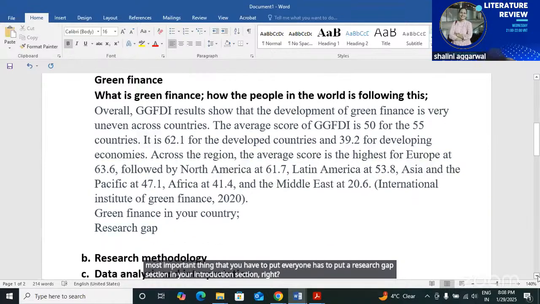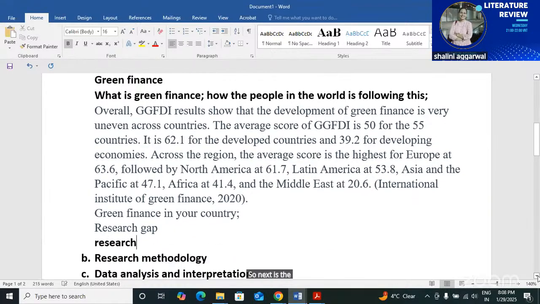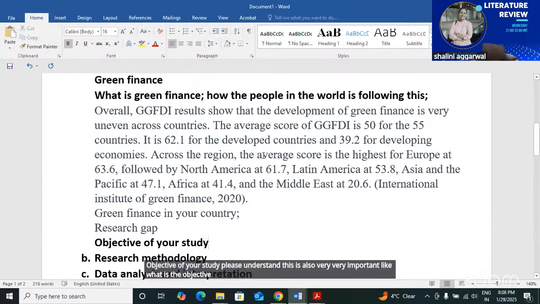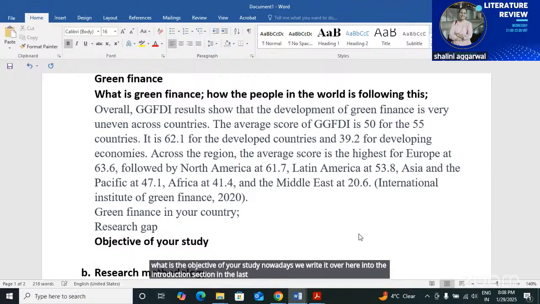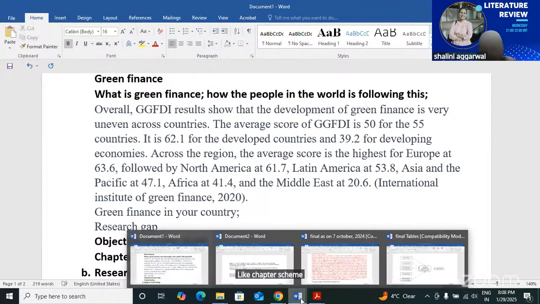So next is the research objective, or the objective of your study. Please understand, this is also very, very important. What is the objective of your study? Nowadays we write it over here in the introduction section at the end, and after that comes the chapterization. Means what? The chapter scheme. Let me take you to this over here.